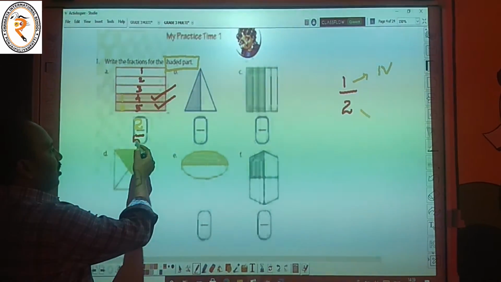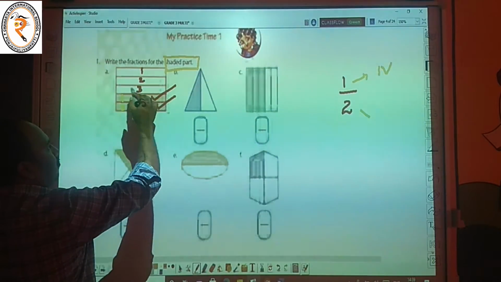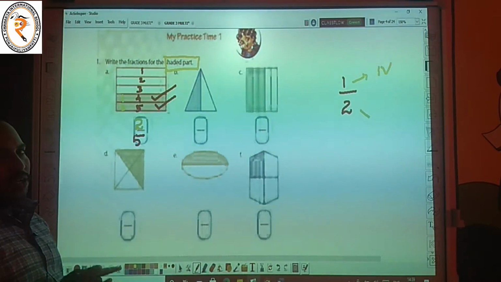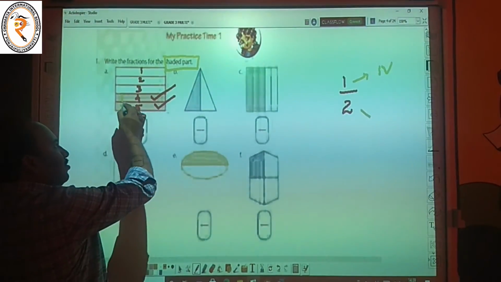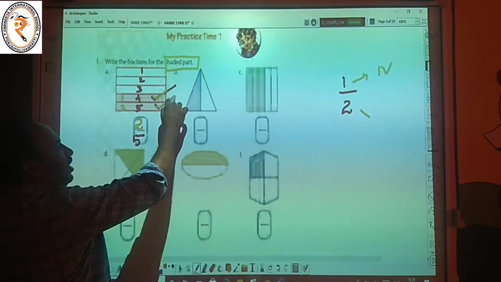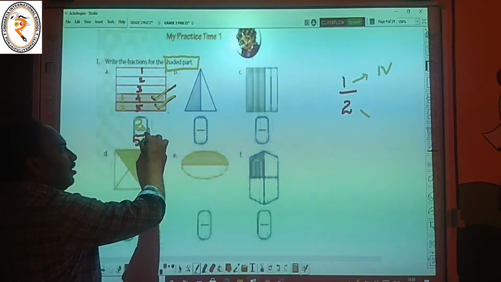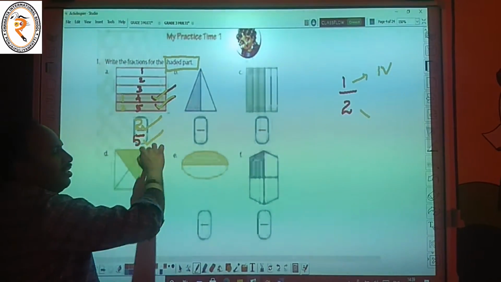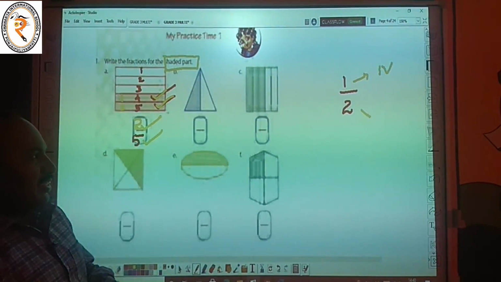Listen here. Number 5 is the total part, 1, 2, 3, 4, 5, and the total part is called the denominator. The shaded portion, 1 and 2, is called the numerator. A fraction means numerator and denominator. 2 by 5 is called the fraction.